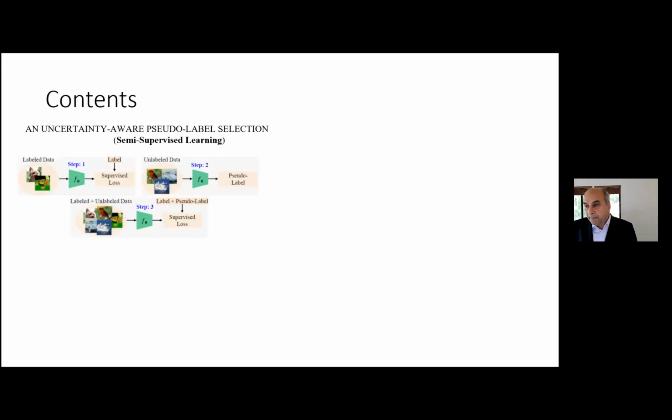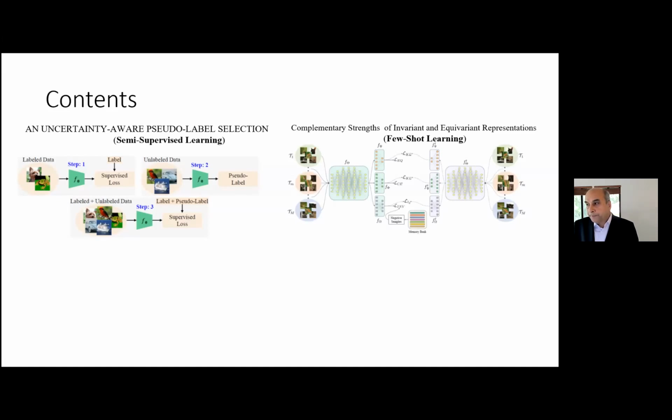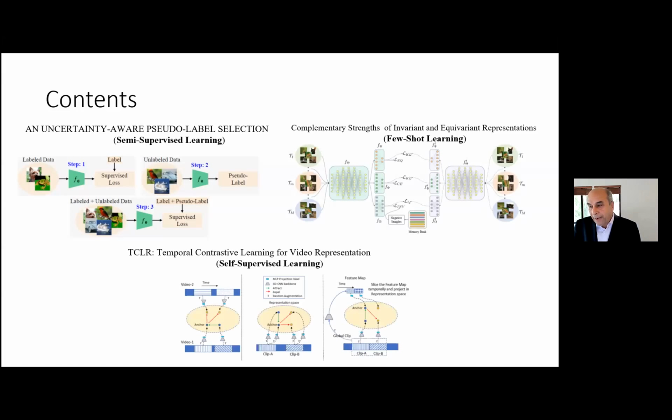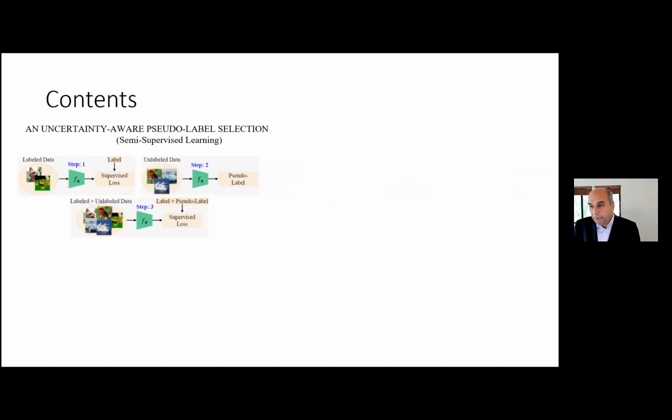I'll start first talking about semi-supervised learning, which we call UPS, and this was a paper in ICLR this year. Then I will move on to few-shot learning, and here we use invariance and equivariance jointly to solve the few-shot learning problem. This was a paper in CVPR last month. And then I will end with self-supervised learning, in particular self-supervised learning for videos. We call it temporal contrastive learning for video representation, or TCLR. Okay, so let's get started with the first one.